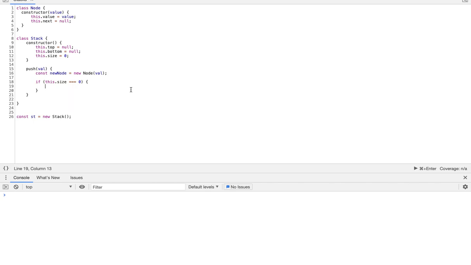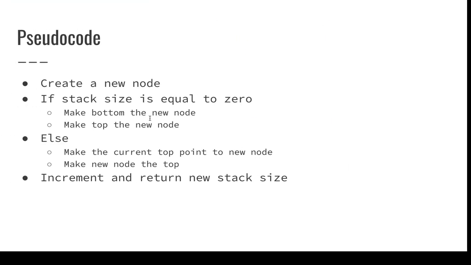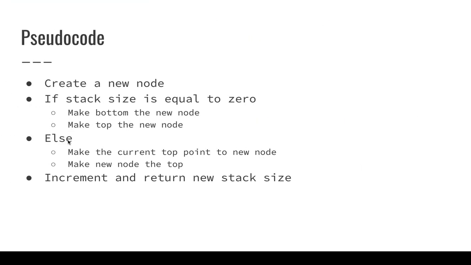All right, so if the size of the stack is 0, then that means this new node that we want to push in is going to be the new top and bottom. So we're going to do this dot top is equal to the new node, and this dot bottom is also the new node. All right, so that's that. And then now we have the else statement. Else, make the current top point to the new node and make the new node the top.